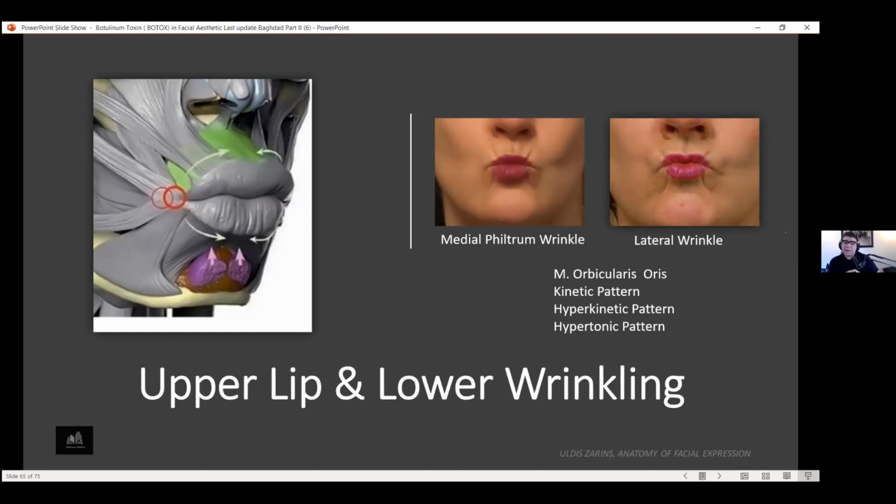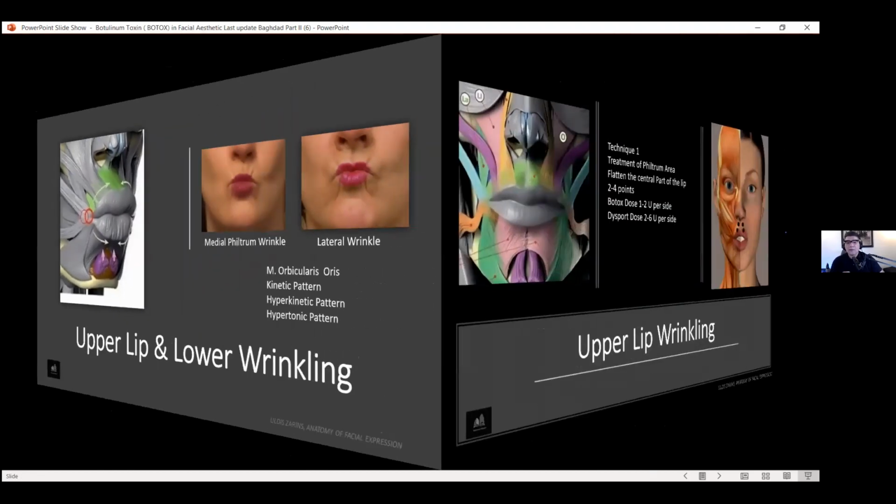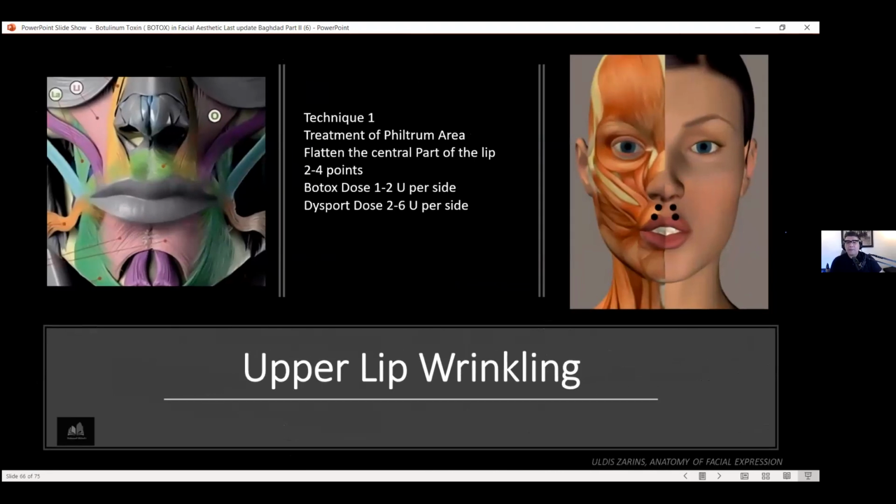So first of all, if I have perioral wrinkles, I have to focus on whether it's the philtrum side, the medial side, or lateral to the philtrum, the parafiltral area, or both could be. Definitely, both types are because of the orbicularis oris. Now, we are not playing with elevators. We are playing with sphincters.